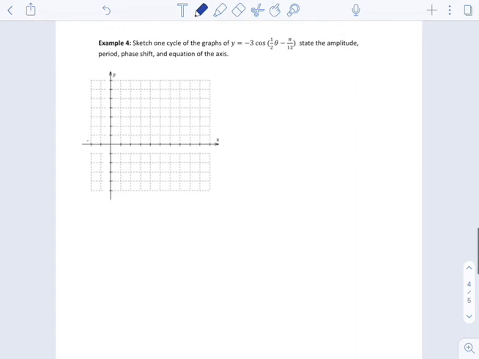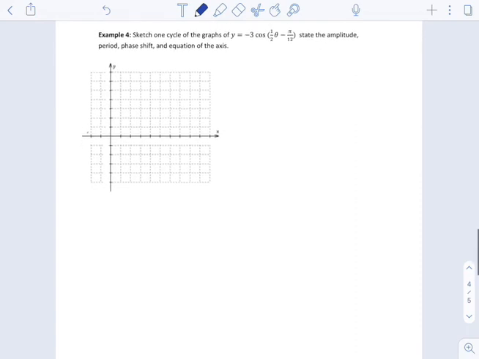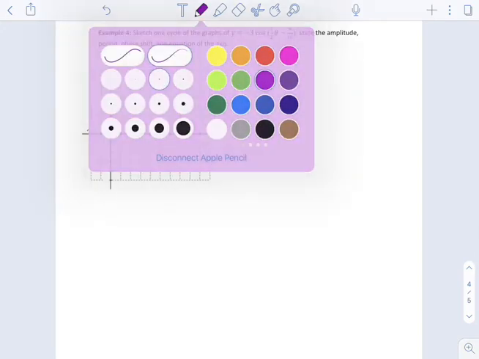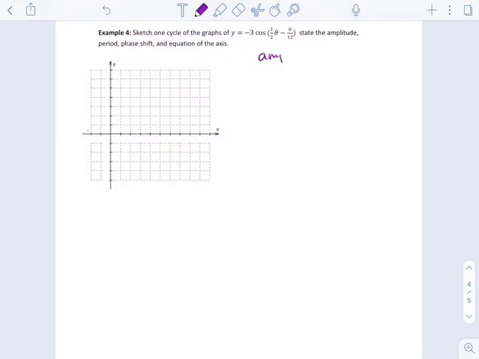All right, so let's continue along for the last one here. Sketch one cycle of this graph, state the amplitude. So amplitude is the number out front, so amplitude in this case, 3. Period. Well, remember the period is 2 pi over k, which is a half, which is 4 pi. Dividing by half is the same thing as multiplying by 2.